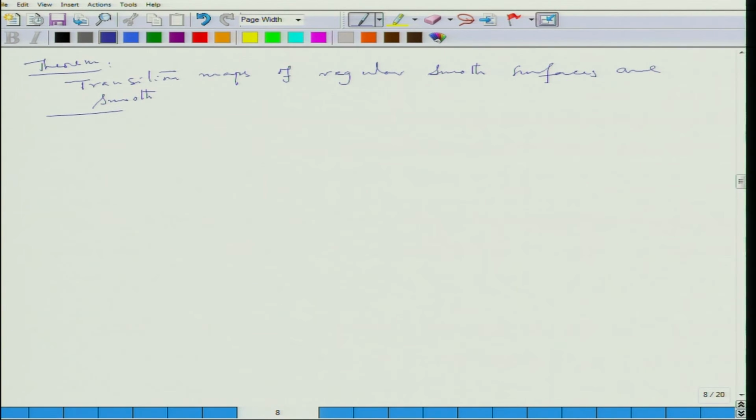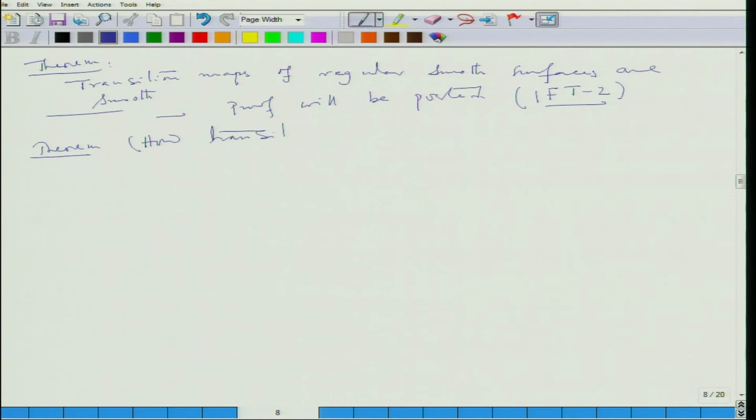This is the first theorem I wrote down for surfaces in this week's lecture. I will not give the proof; the proof will be posted in the forum, because it uses the so-called IFT2, the inverse function theorem, which is an application of the implicit function theorem that I talked about in the introduction of the course. And perhaps I will need another theorem here, on how transition maps arise.